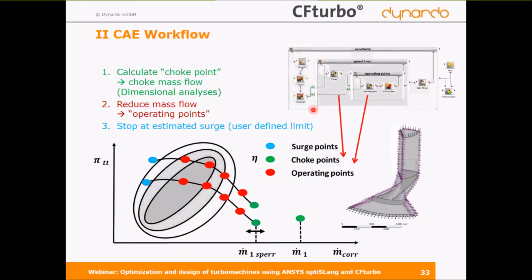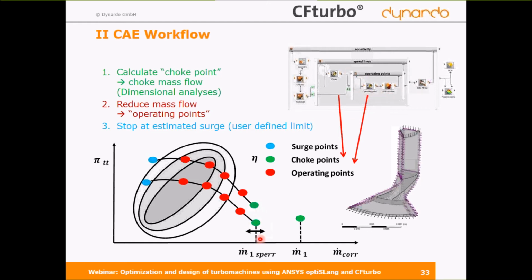And the next task is then, within these inner systems, to calculate the performance map. How is this done? We begin with calculating the choke mass flow. That means with one CFD setup, we are able to calculate the choke mass flow. This is made with the help of dimensional analysis, and this gives us back the choke mass flow of one speed line. So this can be further left or further right in the performance map. And this is the starting point then for doing the operating points within the next inner system.